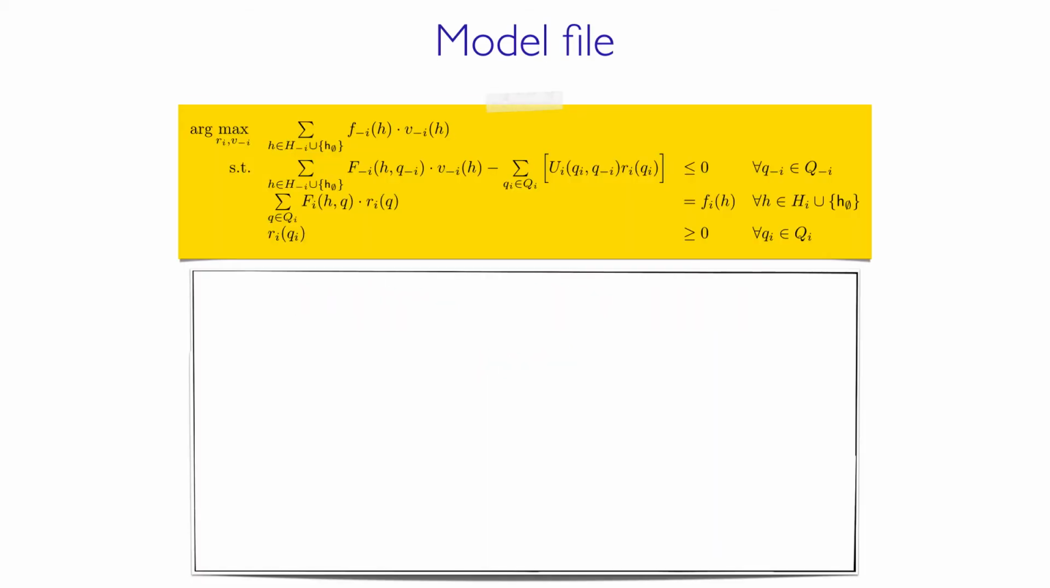In the yellow rectangle, there is the mathematical program for computing a max-min strategy of player I in a two-player sequence form game. Let us translate it in AMPL.